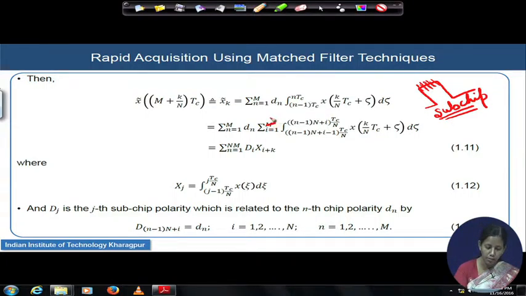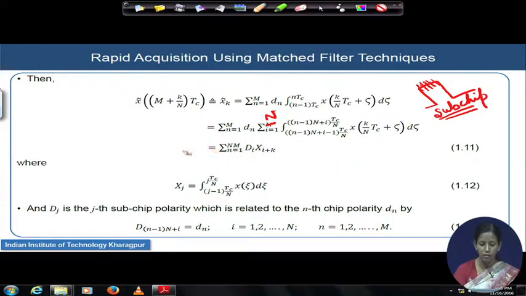You make it not M, you make it capital N. So, I have capital N number of subchips, and so what is happening now is that this integration is not only over the chip duration. If I keep the summation once again outside over all the subchips, then this inner integration can run over a subchip duration, and hence this whole equation inside I can substitute by x I plus k, where this x j is given by this line.